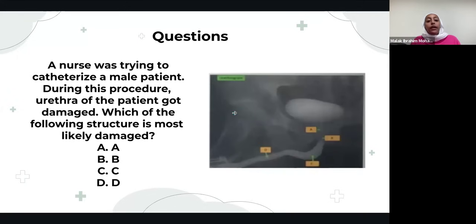Now, question time. A nurse was trying to catheterize a male patient. During this procedure, the urethra of the patient got damaged. Which of the following structures is most likely damaged? Exactly, and we stressed this multiple times, and I'm 100% sure, inshallah, it will come. Ooh, easy marks. Yes, it's B, because it's the membranous urethra.